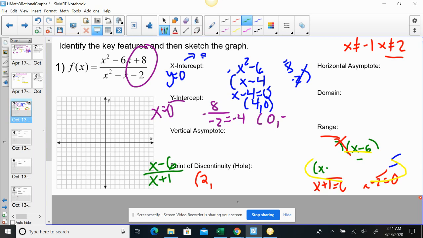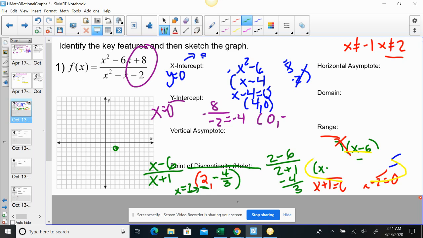So x minus 6 over x plus 1 is going to be this hole, and I know that my x is 2. So if x is 2, this is really just saying 2 minus 6 over 2 plus 1. So 2 minus 6 is negative 4, and 2 plus 1 is 3. So at (2, -4/3), I'm going to put a hole. On my graph, I'm going to go to 2, negative 4 thirds, which is a little bit more than negative 1, and I'm just going to put a hole in my graph.